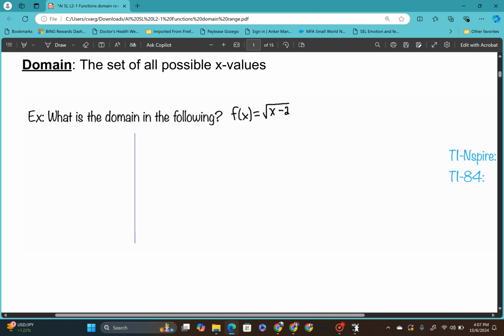All right, so domain, like we said, is all possible x values. So I want to refresh your memory about what that means.